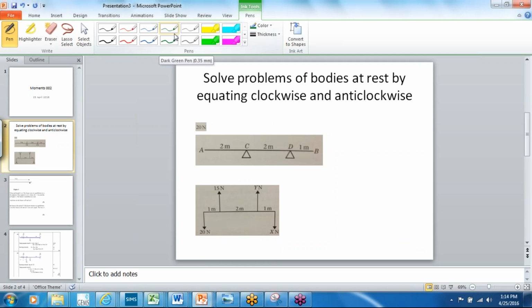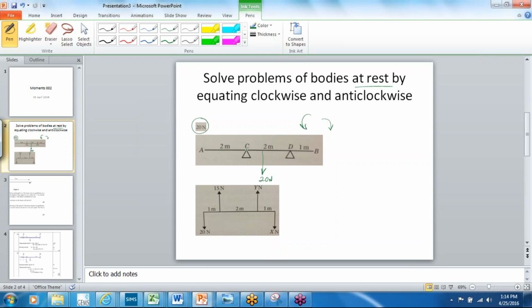Now, what we've got here is we're told that it's at rest. Now, when it's at rest, it means that there's no movement. And once there's no movement, there's no clockwise, there's no anti-clockwise movement. And so we're going to take a 20 Newton force downwards. And we're going to have to state that this is a uniform bar. Therefore, the mass will act halfway. So if this is 5 meters long, at the 2.5 meter mark, there's a force down of 20 newtons.